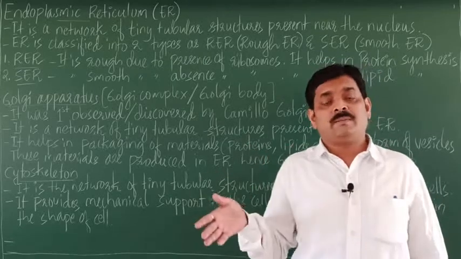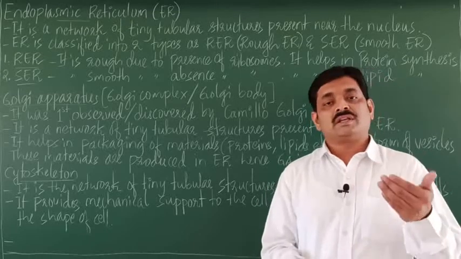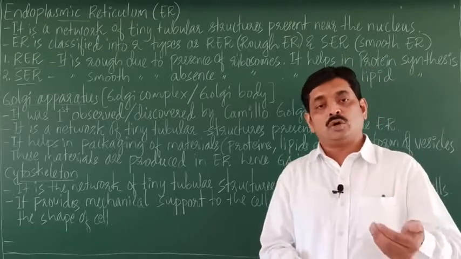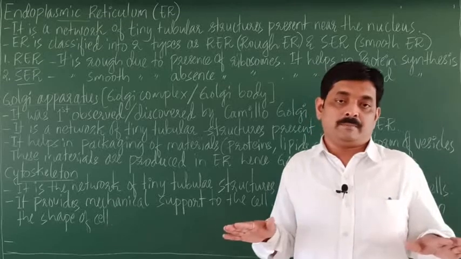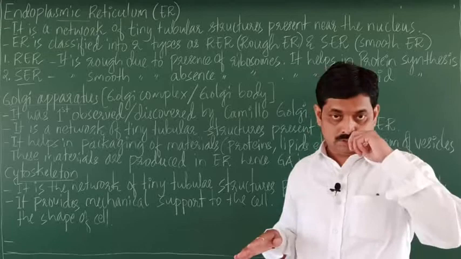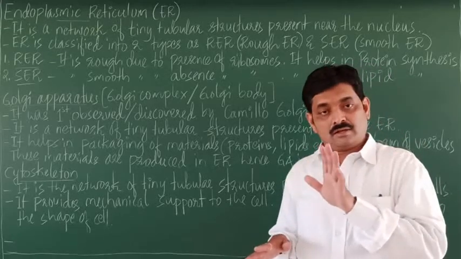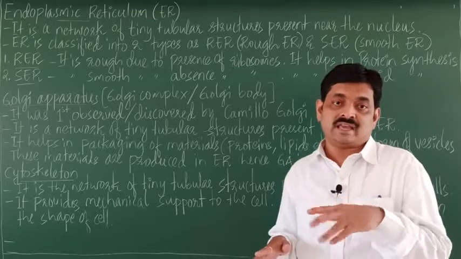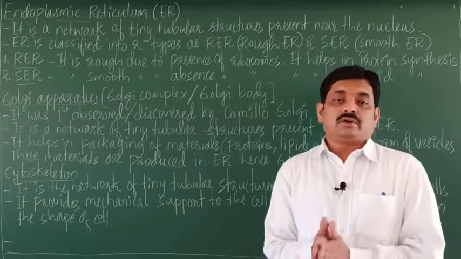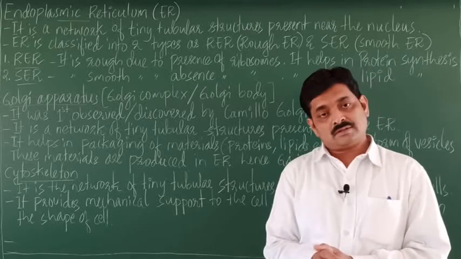So it has different names. It is called Golgi apparatus, Golgi body, Golgi complex. All are the same, right? Golgi is the name of the scientist who discovered it, Camillo Golgi. Now, what is the definition of Golgi apparatus?